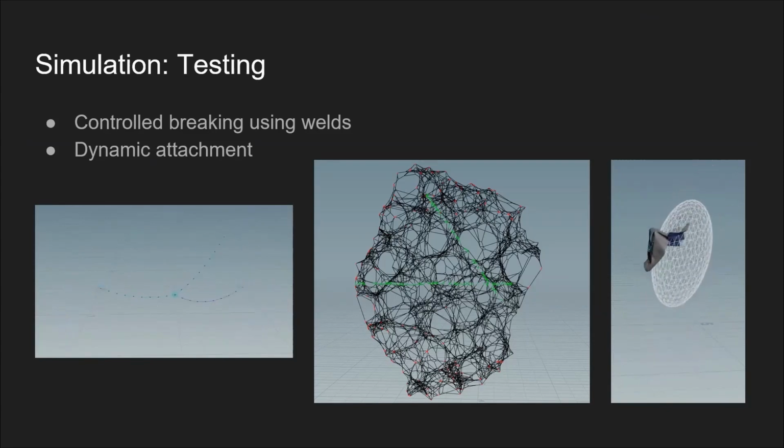The one was using welds. So in Vellum, if you have points on top of each other, you can weld them together and set a breaking threshold. So let's say when the line stretch goes above 1, the weld would break and the strings would snap. So that's the one you see on the left there.